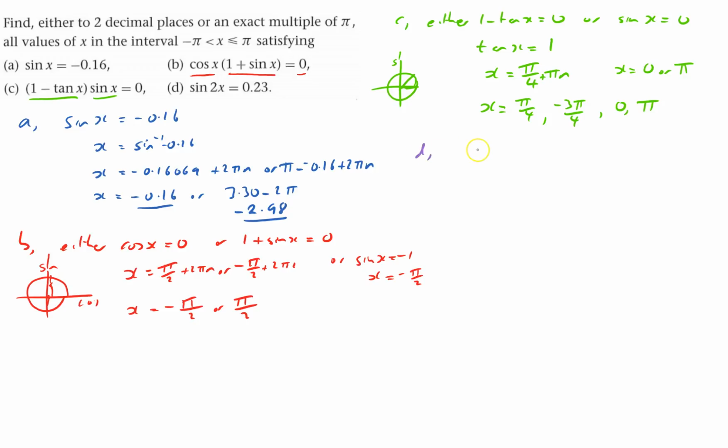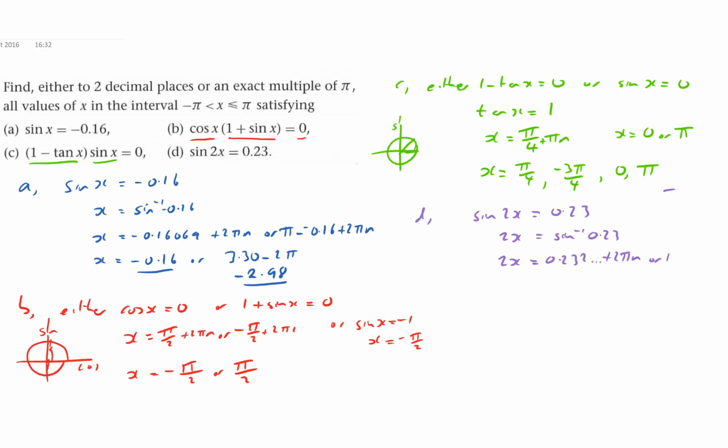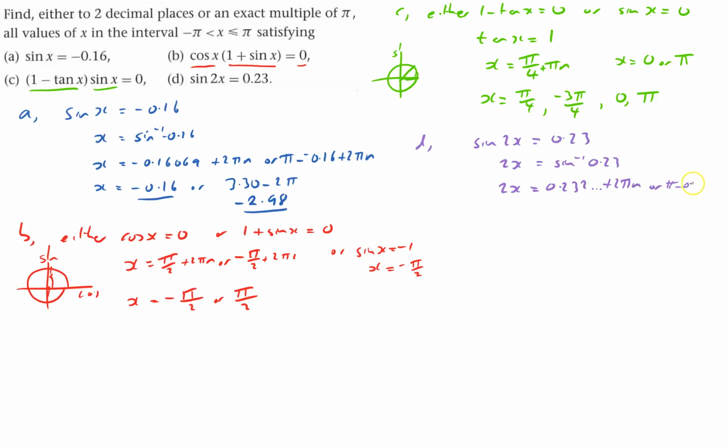And finally D, we have sine 2x equals 0.23, so therefore 2x will equal sine to the minus 1 of 0.23, so therefore 2x equals 0.232 plus 2 pi n, or it'd be 180 minus that, or in this case here, pi minus 0.232, and that repeats every 2 pi n. That's 2x. I need to have just x equals.